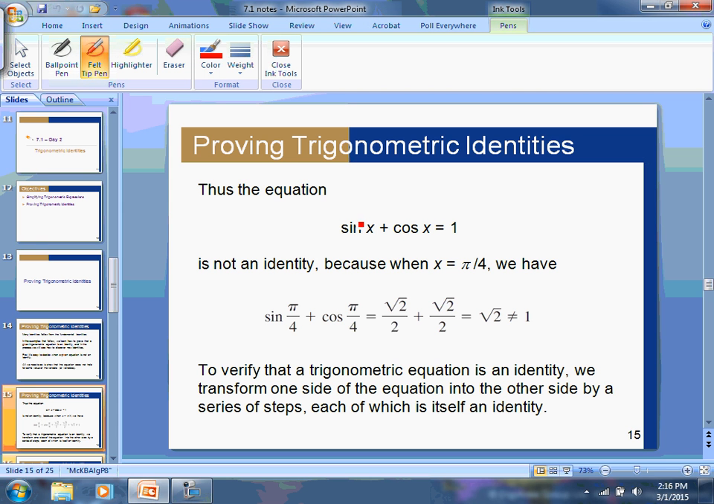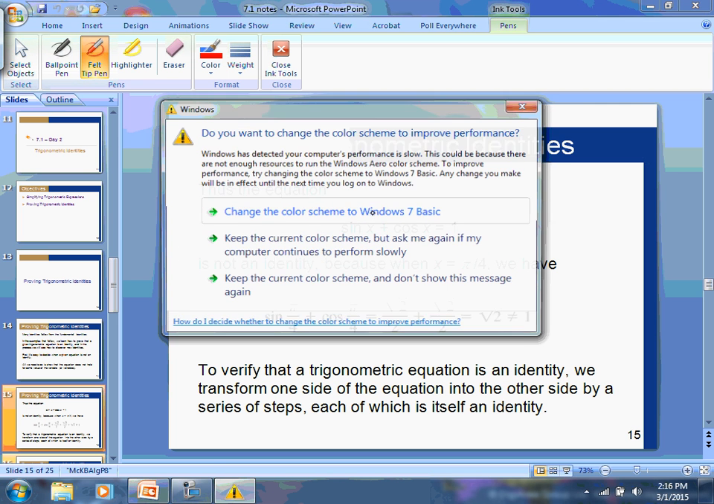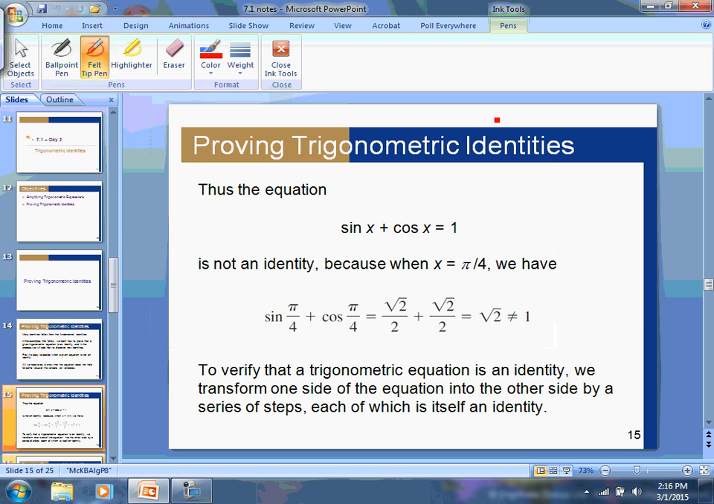So here, if we have sine x plus cosine x equals 1, if we substituted in a value, let's just say pi over 4 for x, and if we tested it out, sine of pi over 4 is square root 2 over 2. Cosine of pi over 4 is also square root 2 over 2. But when you add those together, you get the square root of 2. You don't get 1. So that equation's not true. So this is what we're going to do with our trig equations today.